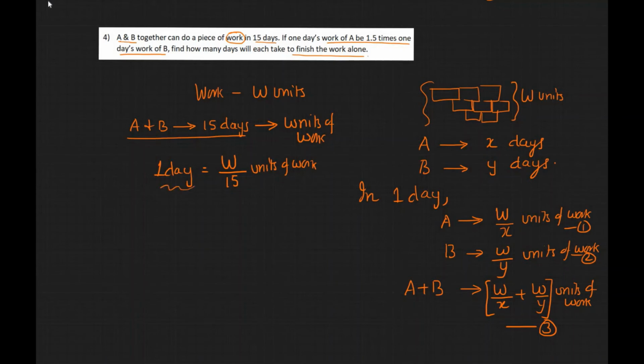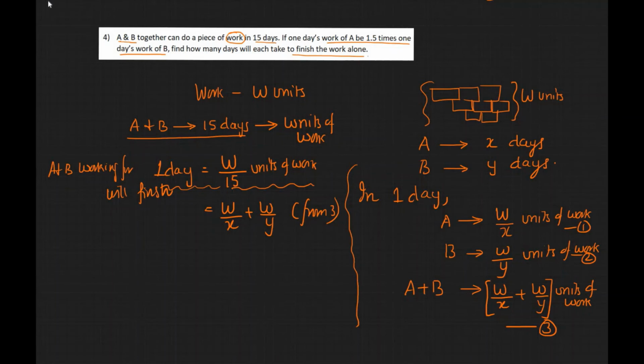So in one day, A and B working together will finish W by 15 units of work. And this is equal to W by X plus W by Y, which is from 3. All right? So in other words, 1 by X plus 1 by Y is 1 by 15. So this is your equation 1.